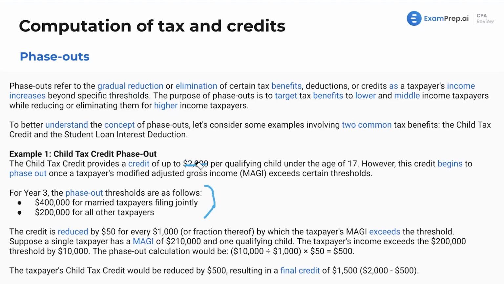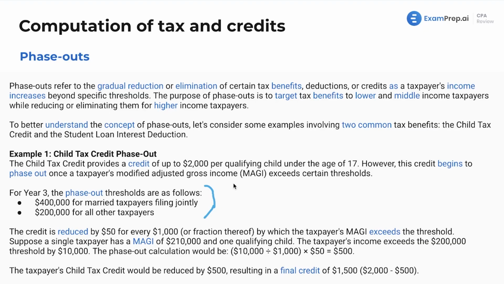So instead of just saying, sorry, you're $1 over, you can't get any of this benefit, it proportionally allocates it for you. So we've got one qualifying child, so in theory, $2,000. We've got this amount. It's $10,000 over the 200. The taxpayer's income exceeds the 200 threshold by 10,000. Now, how do we calculate that? We're going to say $10,000 divided by $1,000 times $50. This is the rules. This is how it works here. We'll see another example, and we'll continue to see examples of how these phase outs work.